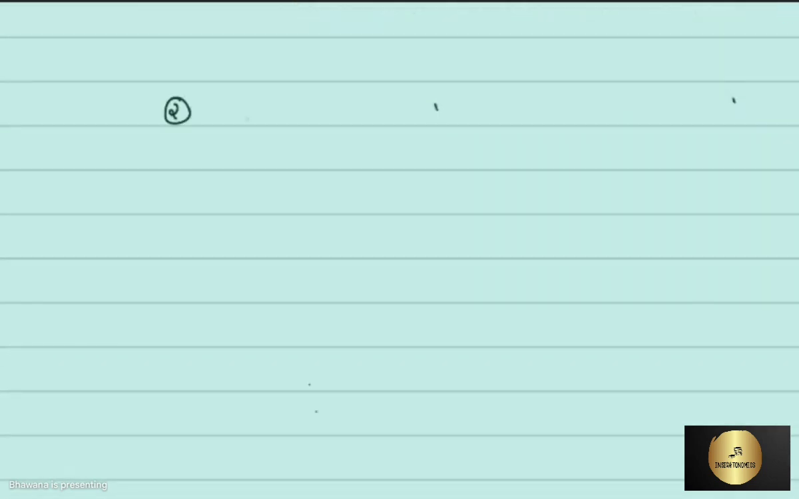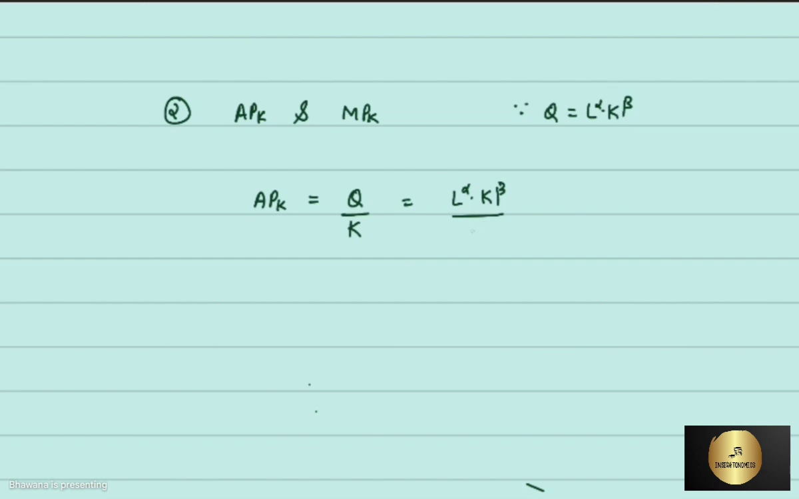Similarly, we will derive for APK and MPK. So APK, average product of capital, is equal to Q by K. और हमारा Q क्या है? Q is equal to L^α K^β. So α K^β and K, right?